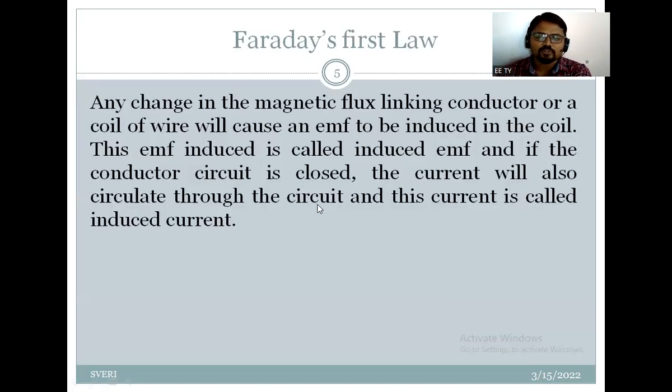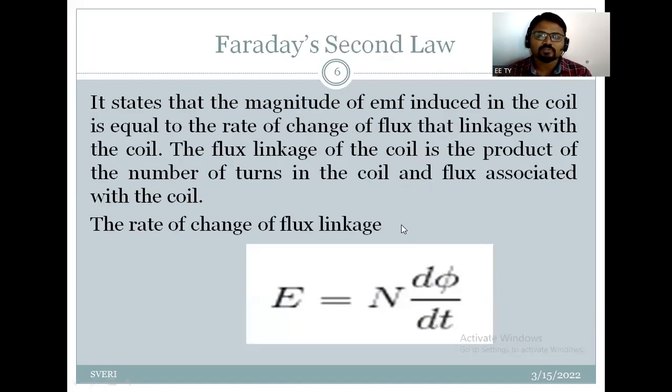Faraday's first law: any change in the magnetic flux linking with a coil causes an EMF to be induced, and whatever EMF is induced is called the induced EMF, and the current is called the induced current. Faraday's second law: the magnitude of the induced EMF is equal to the rate of change of flux linkage. Here N stands for the number of coils, and dφ/dt stands for the rate of change of flux linkage.